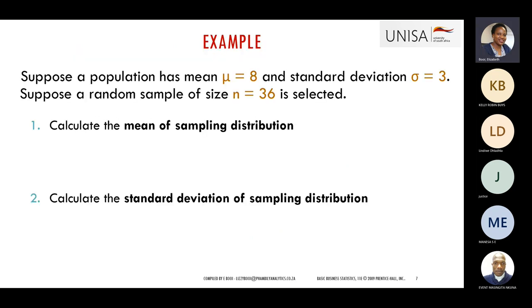Let's look at an example of how we will calculate them. Suppose a population has a mean of 8 and a population standard deviation of 3. Suppose that a random sample of size n equal to 36 is selected. Calculate the mean of the sampling distribution. What they are asking you to find is the mean of the sampling distribution, and we know that it is the same as the population mean. Therefore, the mean of the sampling distribution will be equal to 8.